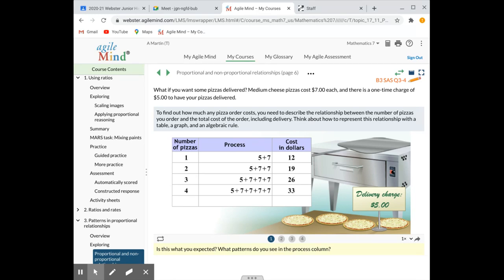Well, what's the only thing that they did to change it? They added. Yeah, they added 5. So can't we just say y equals 7x, and then what would we need to do? Plus 5. Yeah, that's perfect. All right, so let's see what they did.